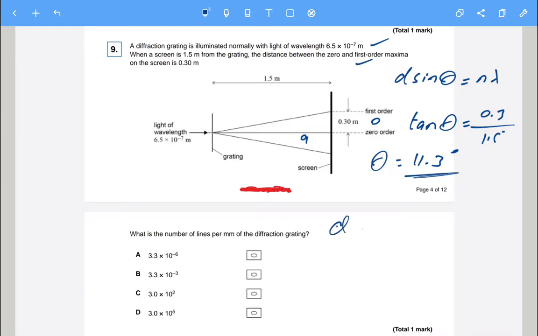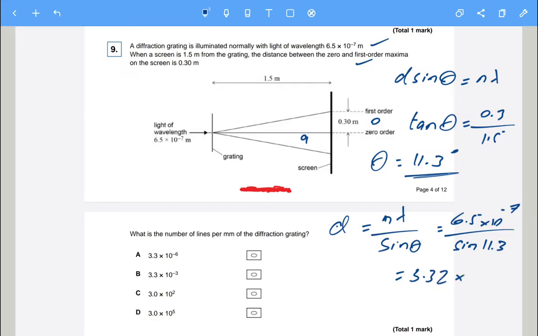So d would be n lambda over sine theta. I'll write it out, n lambda divided by sine theta. Then we can put the numbers in. So n equals 1, so the wavelength is simply 6.5 times 10 to the minus 7 divided by sine theta, so sine 11.3. Which gives us distance d of 3.32 times 10 to the minus 6 meters.